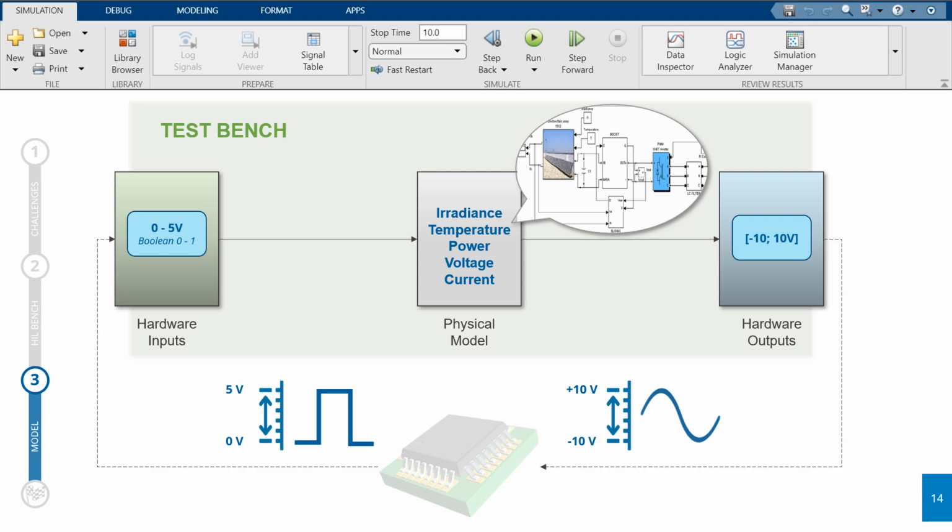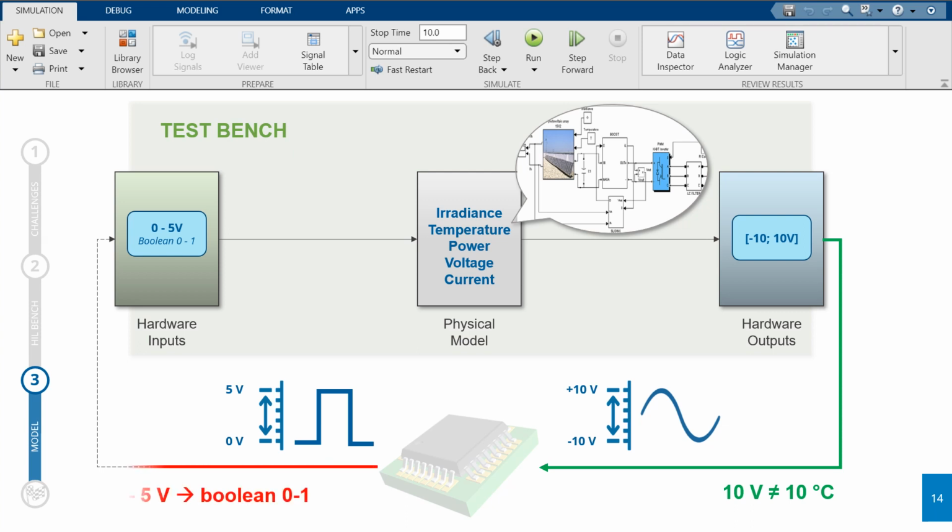Obviously, the electrical values at the inputs and outputs of the controller do not reflect directly the physical values used in the PV model, such as output power, temperature, etc. For instance, if the test bench sends a 10-volt signal to the controller, which should represent the output power of the converter or its temperature, it doesn't mean that the power is 10 watt or 10 degrees Celsius. There is a conversion factor to take into account.